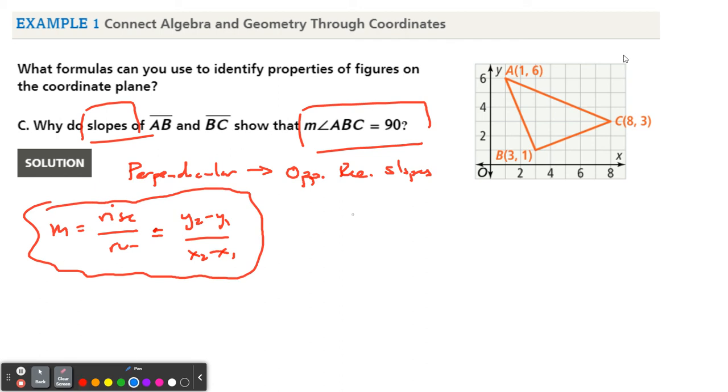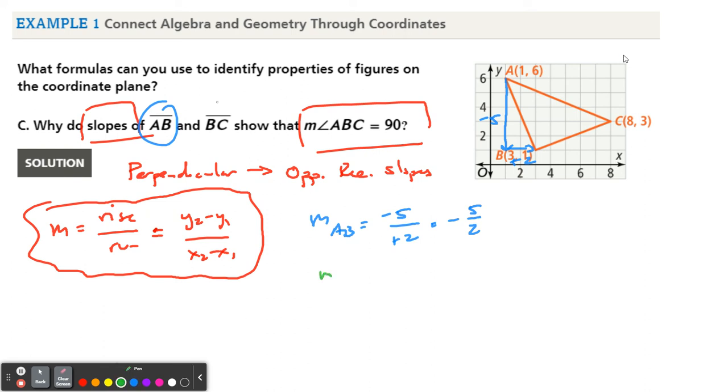So let's do that here. I'm just going to do rise and run. So let's do AB in blue. So the slope of AB. I'm going to start at the leftmost point and go right. So I'm going to start at A, and I'm going to go down 1, 2, 3, 4, 5. So the slope of AB is down 5 and then right 2. So that's a negative 5/2.